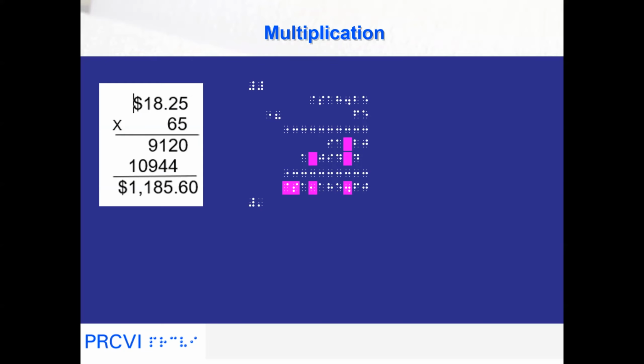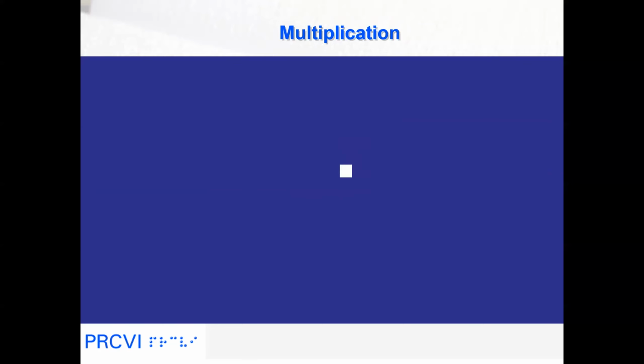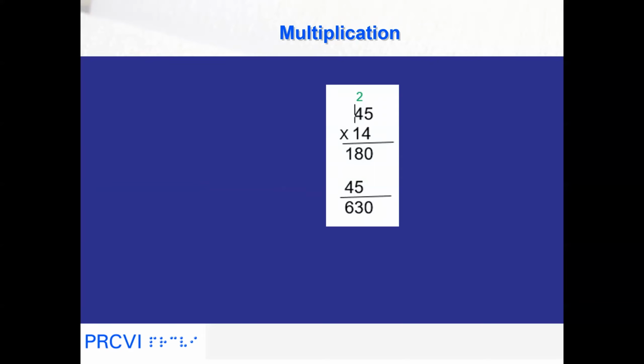If a dollar sign, comma, and a decimal point are shown in the answer, leave a blank space above so that all the numbers are aligned. In this example, the green number above the multiplicand and multiplier doesn't need a column of its own.